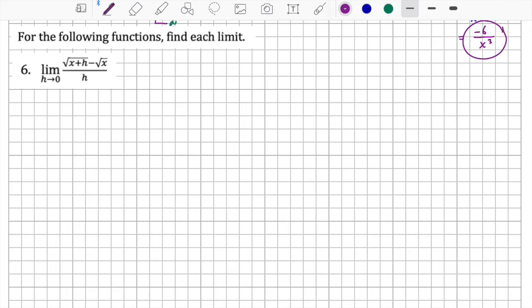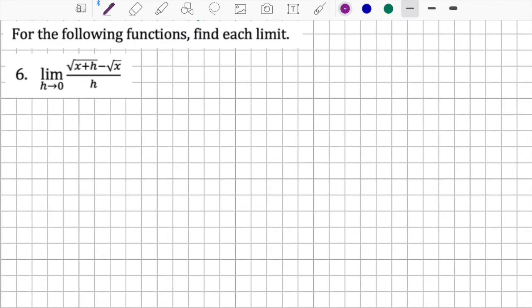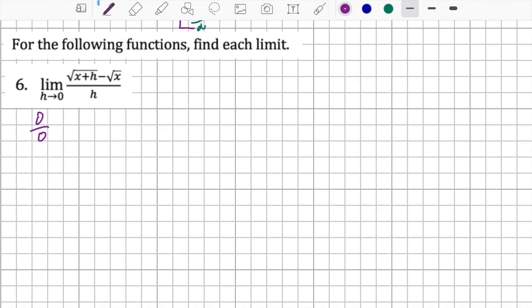Okay, this one will be our last example, and all it's telling us to do is find each limit. So anytime you have a limit problem, you always try to use direct substitution first, always. So if I plug in a 0 for h, notice it's h approaching 0, which is the same type of problem that we just did, I will end up with 0 over 0, an indeterminate form. So that tells me that I have to manipulate it, I have to simplify somehow.